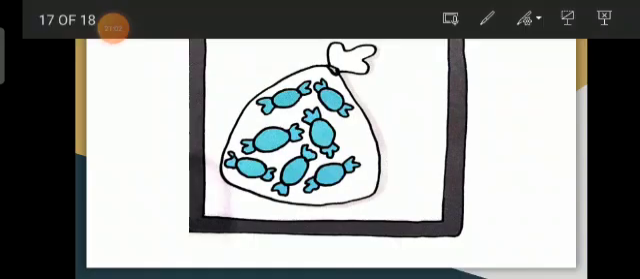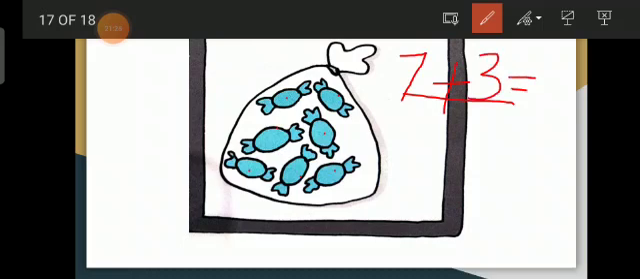Yes, see what we have on this one bag. Yes, we have the sweets inside the bag. Now draw a small line over here and let's count the sweets. 1, 2, 3, 4, 5, 6, 7 sweets. We are going to write the 7 over here. Plus, how many more do we need to make 10? Yes, 3 more. Very good. Your answer is correct.